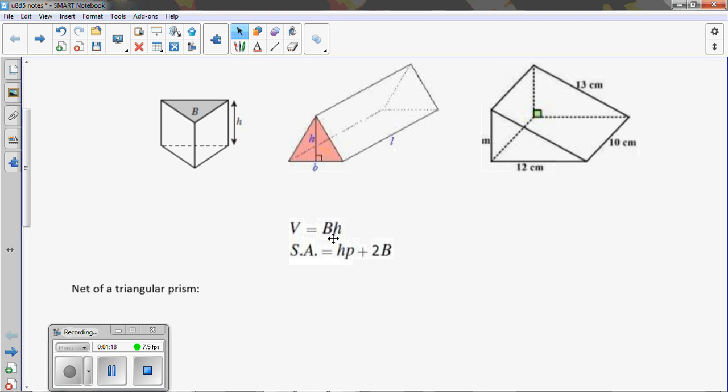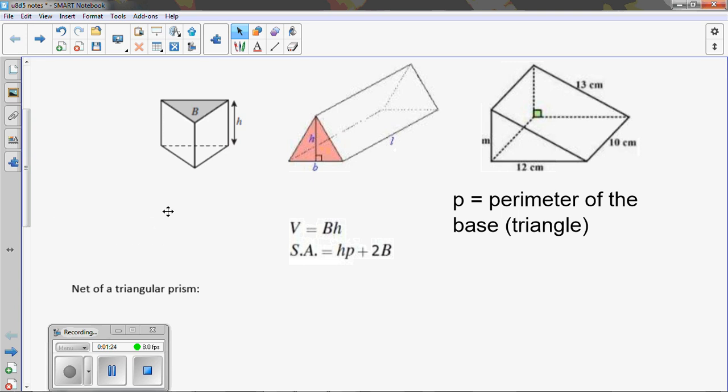Volume is B times H, where B is the area of the base. So you have to find the area of that triangular base first. Sometimes it's shaded, sometimes it's not. Basically, you have to find the area of the triangle, and then you multiply it by the height, or the length of that thing, so the distance between the 2 triangles.